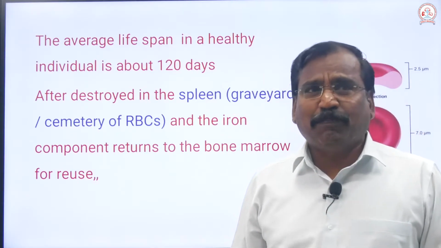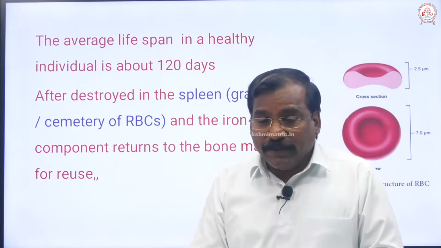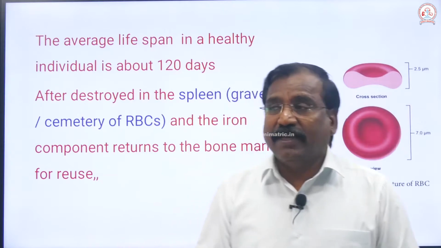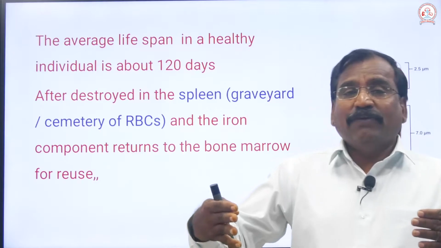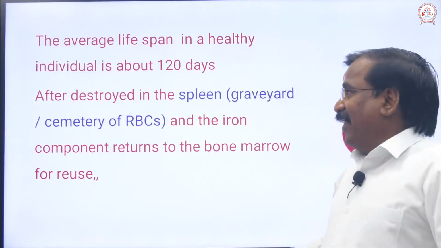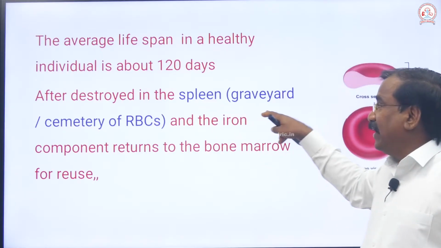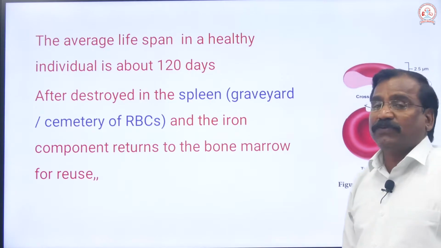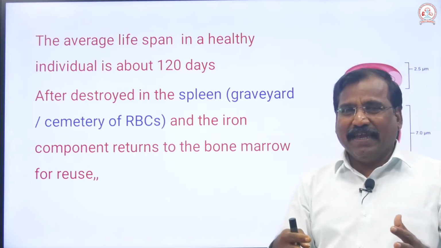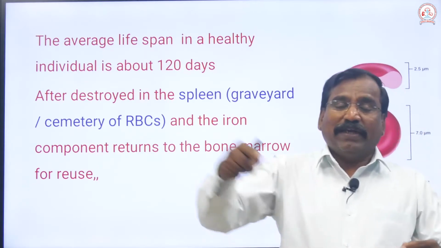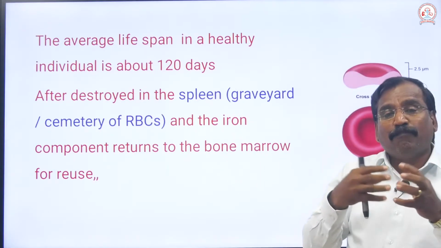The average lifespan of the RBC is 120 days. After 120 days, it dies and is buried in the liver and spleen. That's why these are called the graveyard or cemetery for RBCs. So the lifespan of the RBC is 120 days. After 120 days, it is taken to the spleen and liver, where it is buried and decomposed.